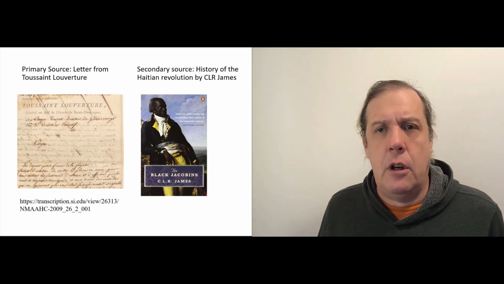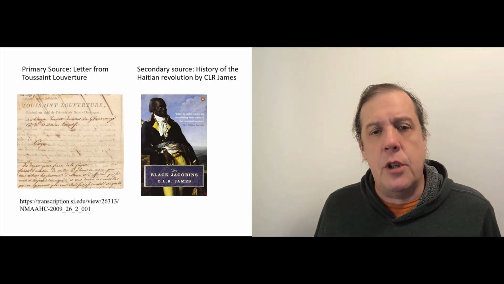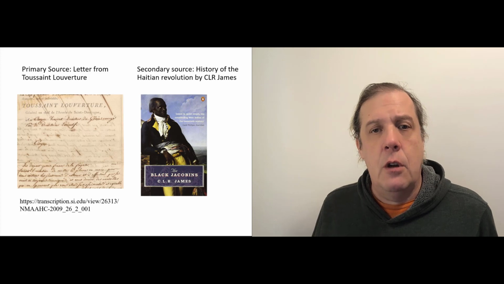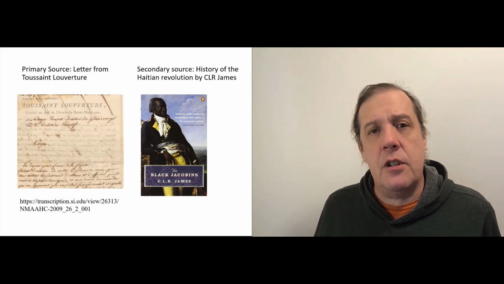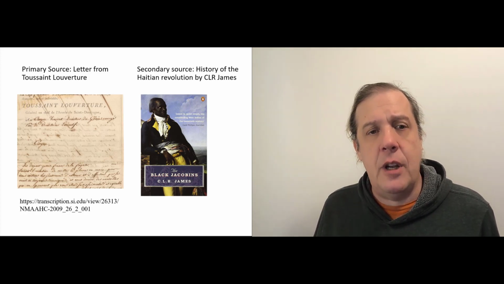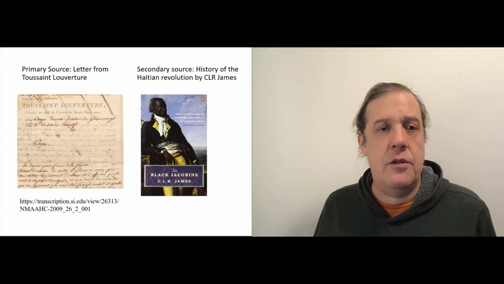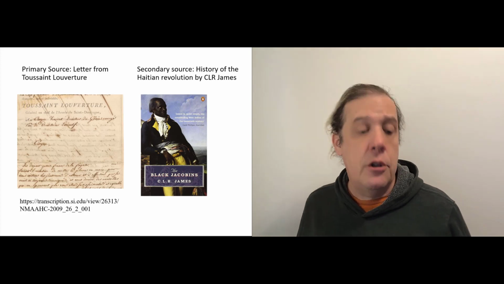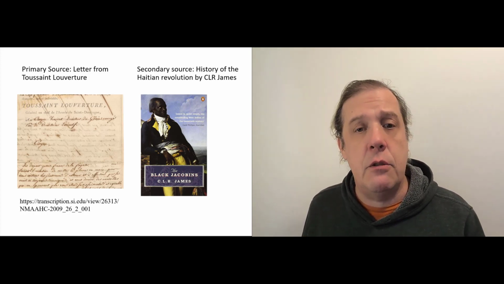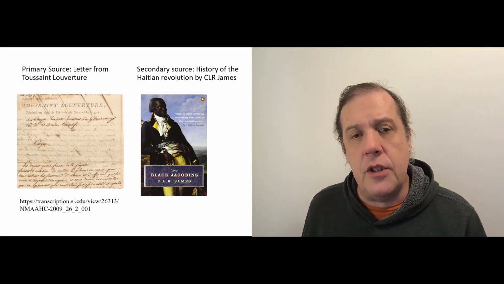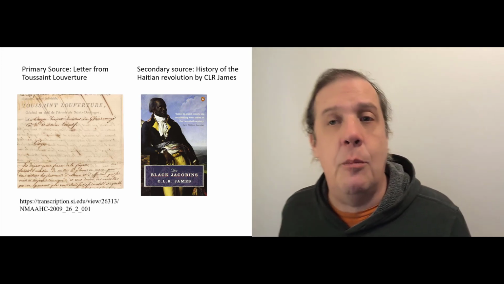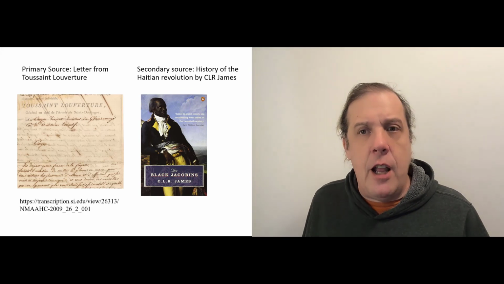Amazing bit of world history. So C.L.R. James wrote a very famous history of it called Black Jacobins. That's a secondary source, right? What he's doing there is summarizing information that's found in primary sources, like the thing on the left, which is a letter from Toussaint Louverture. Toussaint Louverture was the leader of the Haitian Revolution, an amazing figure in world history, a slave who freed a nation.